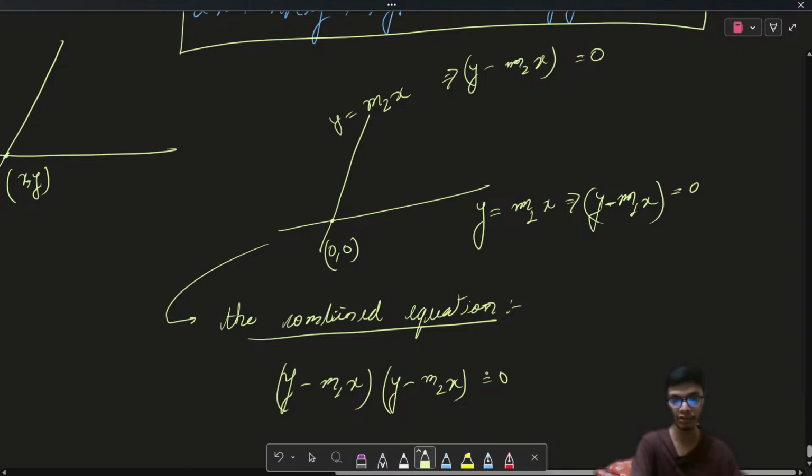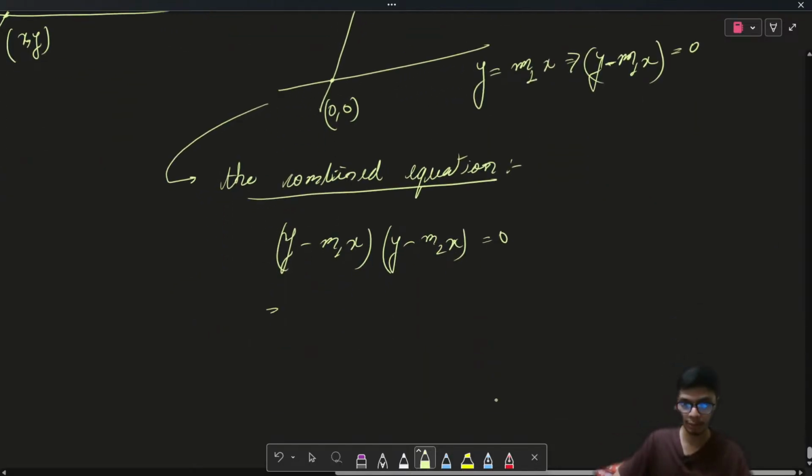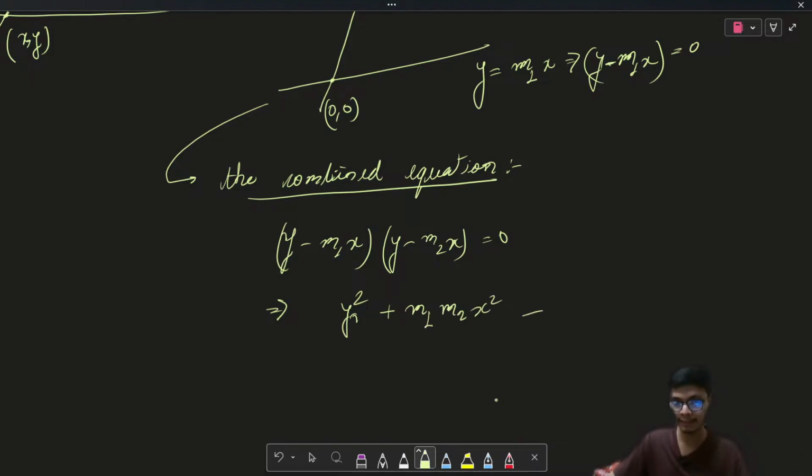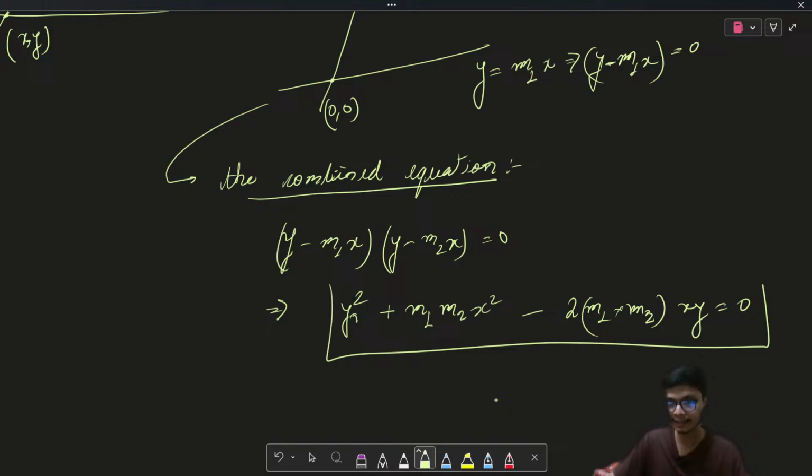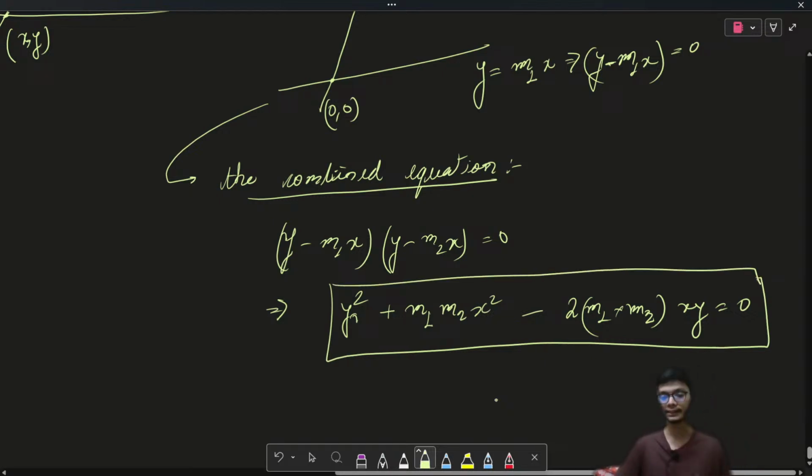So if I carry out this algebra, I will obtain terms like y square plus m1 m2 x square, and then some term like minus m1 plus m2 times xy is equal to 0. So this would be my general expression of the pair of straight lines, right? So this would be my general combined equation of the pair of straight lines.